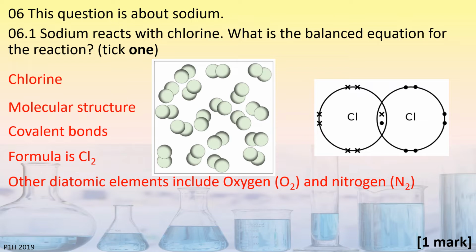There is only one type of atom present, so chlorine is an element. The formula for chlorine is Cl2 because there are two chlorine atoms in each molecule. Chlorine is said to be diatomic. Other diatomic elements include oxygen, O2, nitrogen, N2, and the rest of the halogens.